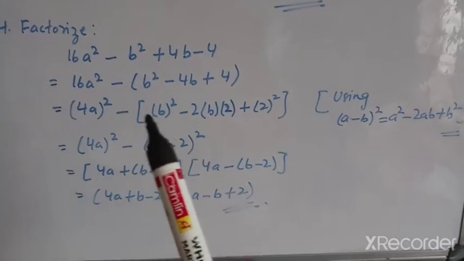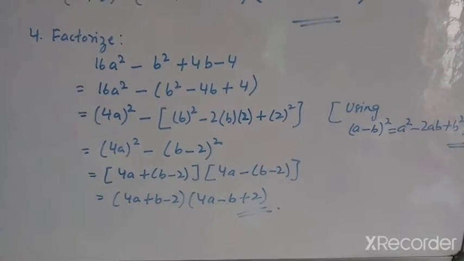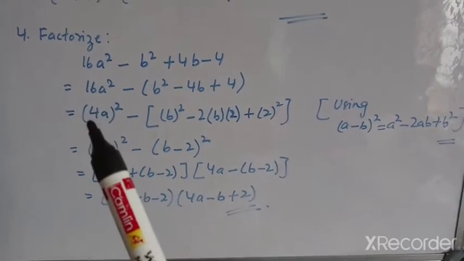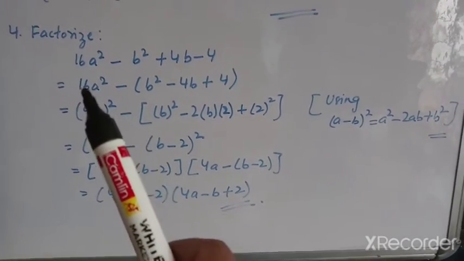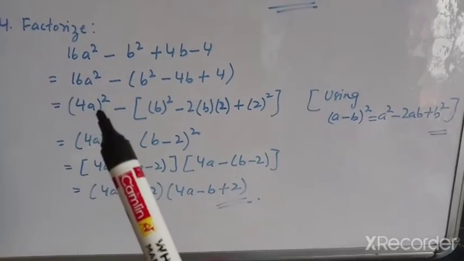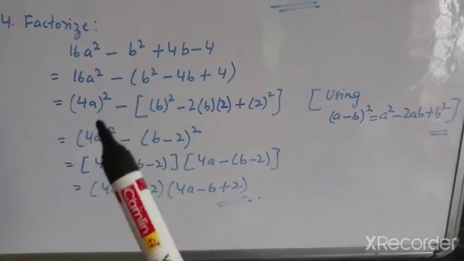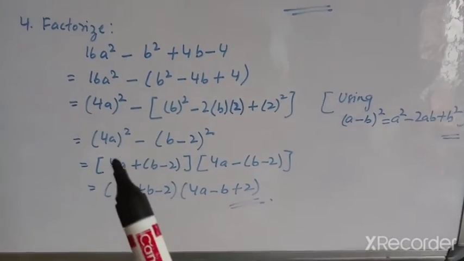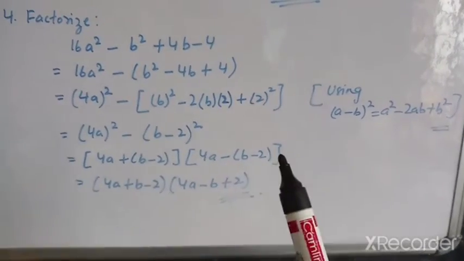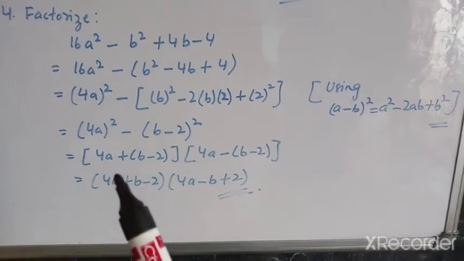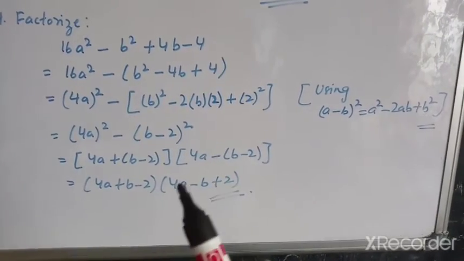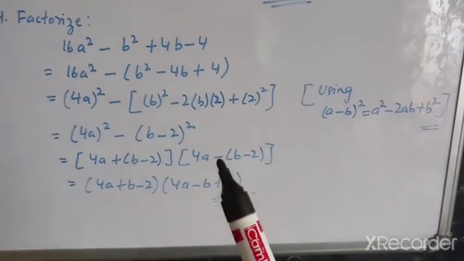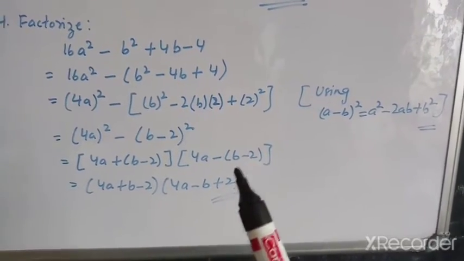Now you can see here again these two are according to the formula a square minus b square, because 16a square we can write as 4a whole square. 16 is square of 4 and a square is square of a. Now again this is according to the formula a square minus b square, which is equal to a plus b into a minus b. Now open the brackets, so 4a plus b minus 2, and 4a minus b plus 2. If there is minus in front, it will change the sign, so b is minus and 2 is plus.